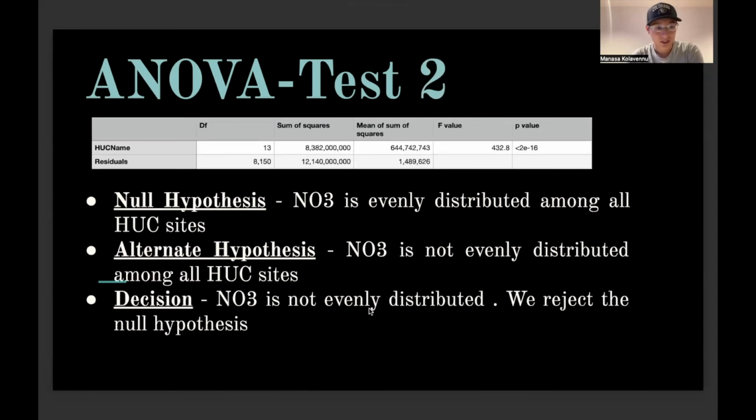The second ANOVA test has a null hypothesis suggesting the concentration of nitrates is evenly distributed among all HUC sites. And the alternative hypothesis is the concentration of nitrates is not evenly distributed among all HUC sites. The results are shown on the top. And again, since the p-value is extremely small for a large F value, we rejected the null hypothesis. I'll pass on to Connor.